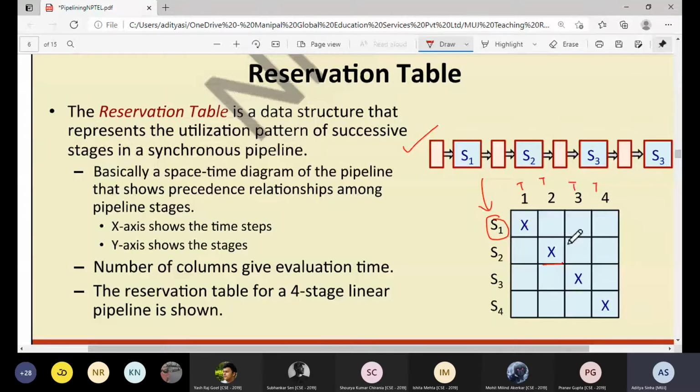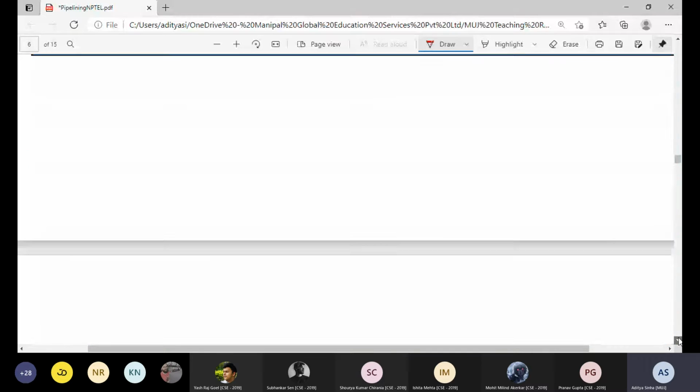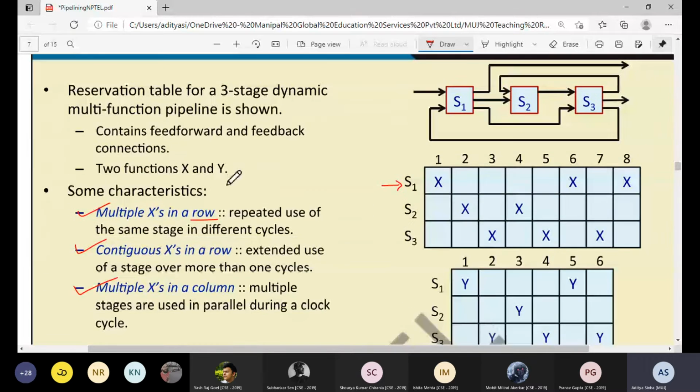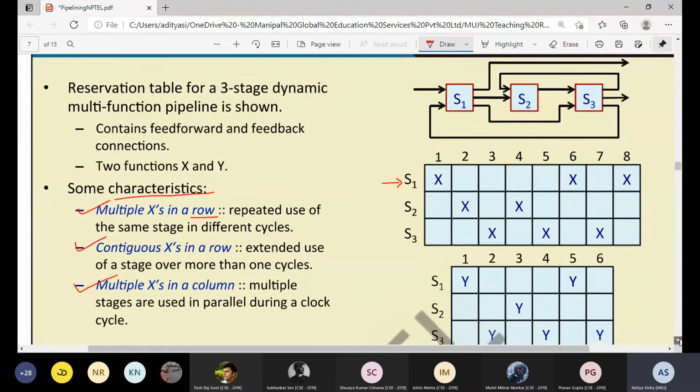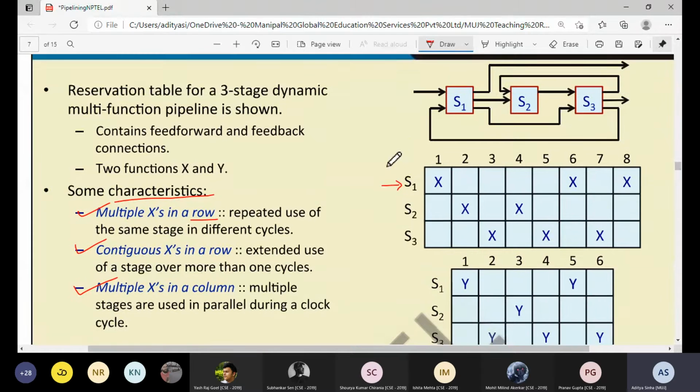Like in a non-linear pipeline, when you see which of the segments are getting used across the timelines, you may see some kind of an overlap. So these overlaps are actually symbolized by the characteristics of these pipelines. There are three of them, that is multiple x's in a row. Multiple x in a row का मतलब क्या होगा? S1 जो है वो एक सब ऑपरेशन है, S2 एक सब ऑपरेशन है, S3 एक सब ऑपरेशन है. ये अलग अलग टाइम स्टेप है, T1 T2 T3 से लेकर T8 तक.